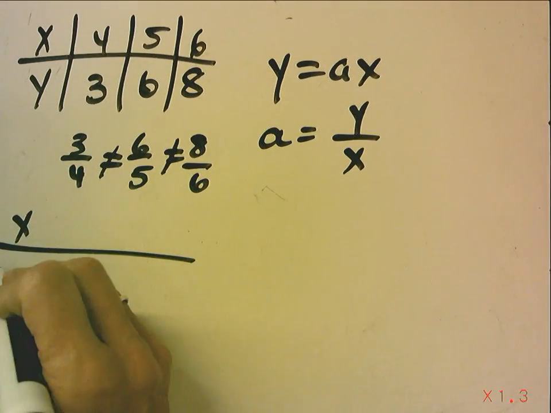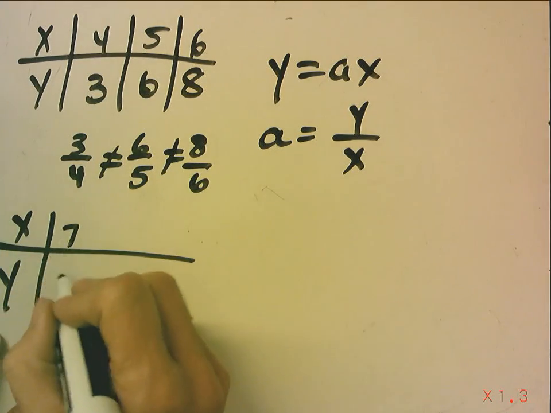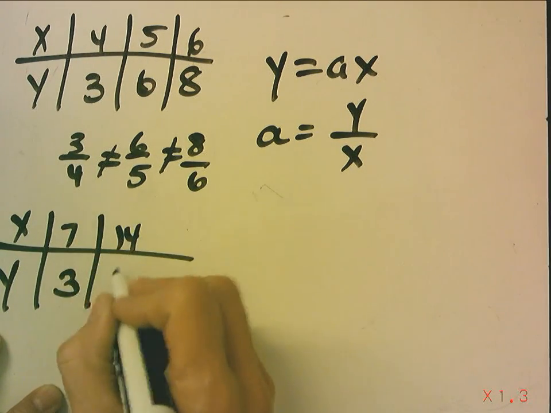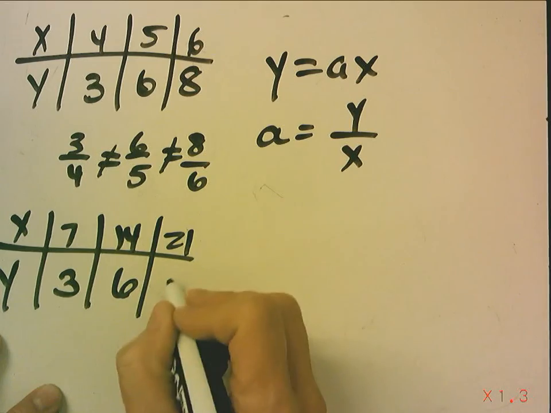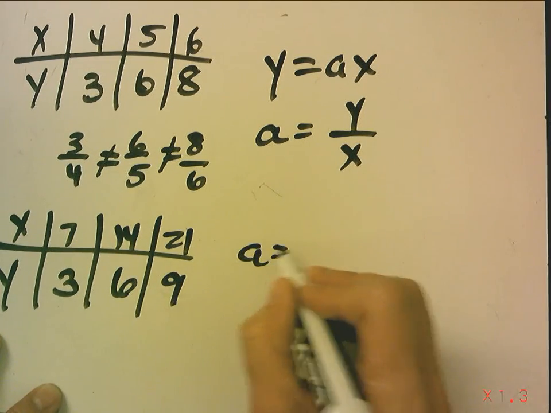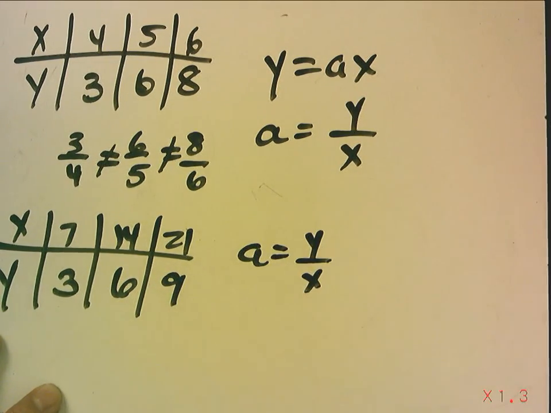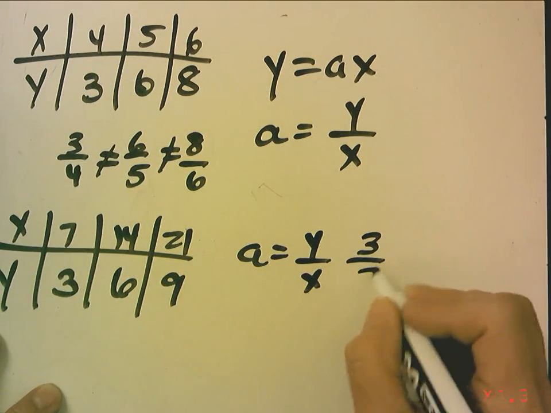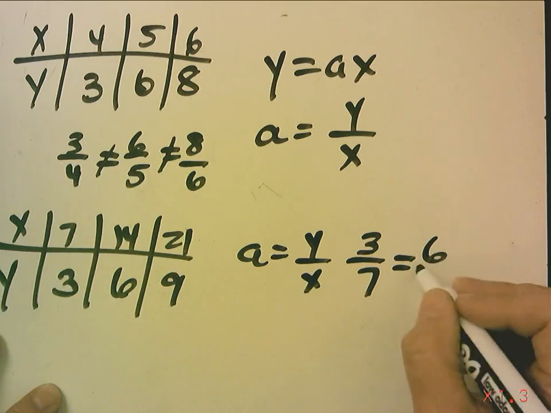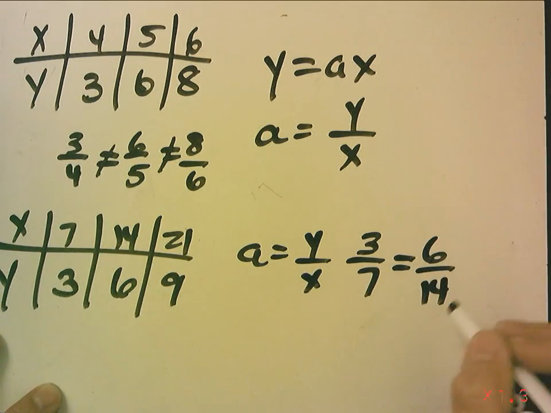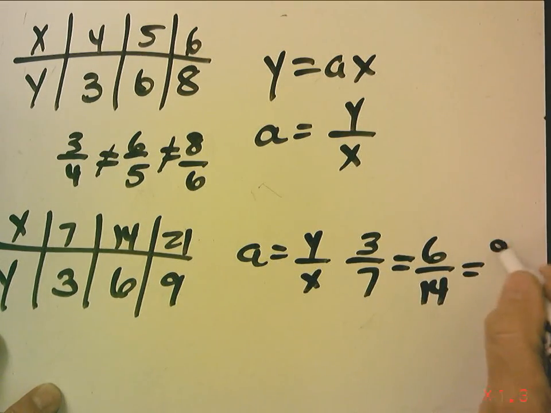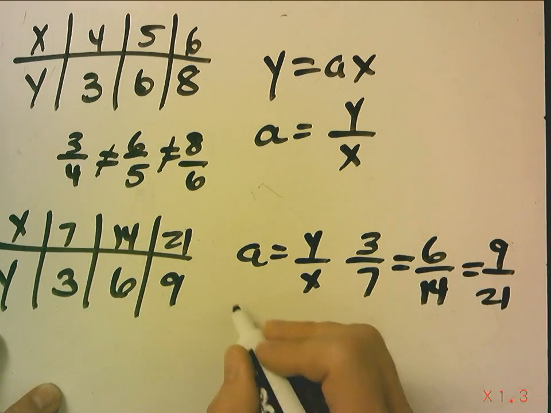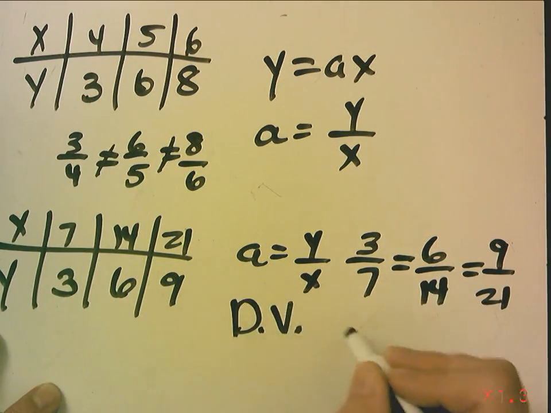We have x and y, 7, 3, 14, 6, 21, 9. So again, let's see if a equals y over x is constant. We have 3 over 7, which equals 6 over 14 if we just simplify, divide them both by 2. And that equals 9 over 21 because that also simplifies to 3/7. So this is direct variation.